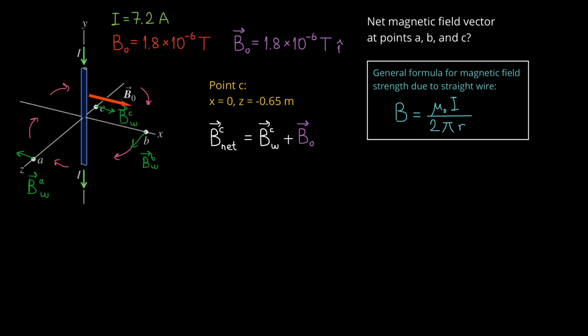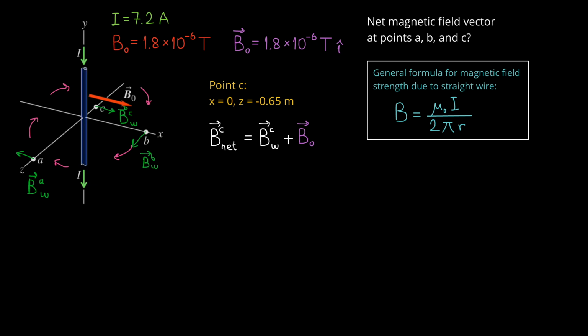Now let's focus on point C. Point C is on the negative z-axis. Its coordinates are x equals 0, z equals negative 0.65 meters. The same idea applies here. We need to find the vector sum of the two magnetic field vectors, B0 and BW, at point C.